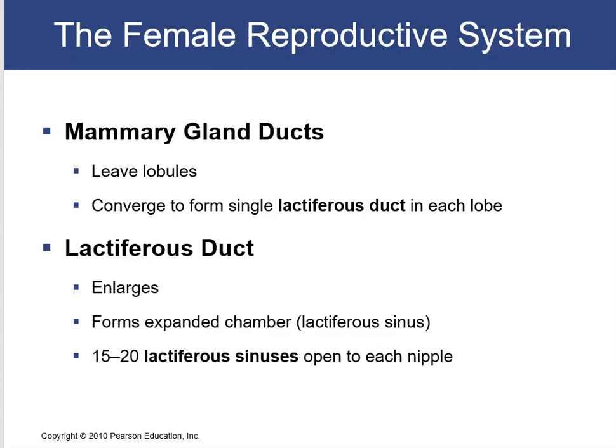The mammary gland ducts are what leave the lobules. They converge to form a single lactiferous duct in each lobe. These lactiferous ducts enlarge near their end and form an expanded chamber. Anywhere from 15 to 20 lactiferous sinuses open into each nipple.